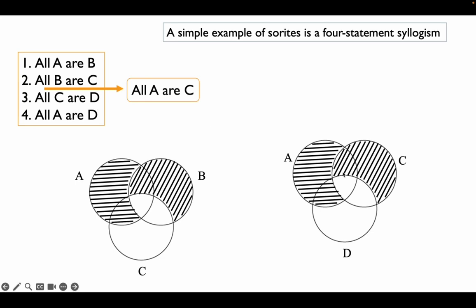Now, once again, we look at the diagram, and what can you see? What conclusion can we draw? Well, clearly, we could draw this conclusion that all A are D. Now, that happens to be our conclusion. All A are D. Consequently, I know that this Sorites is valid.